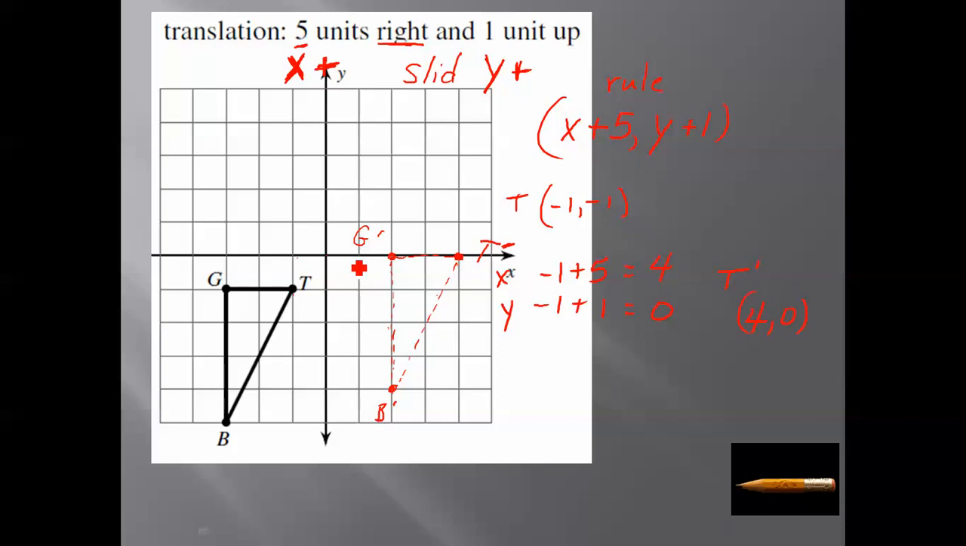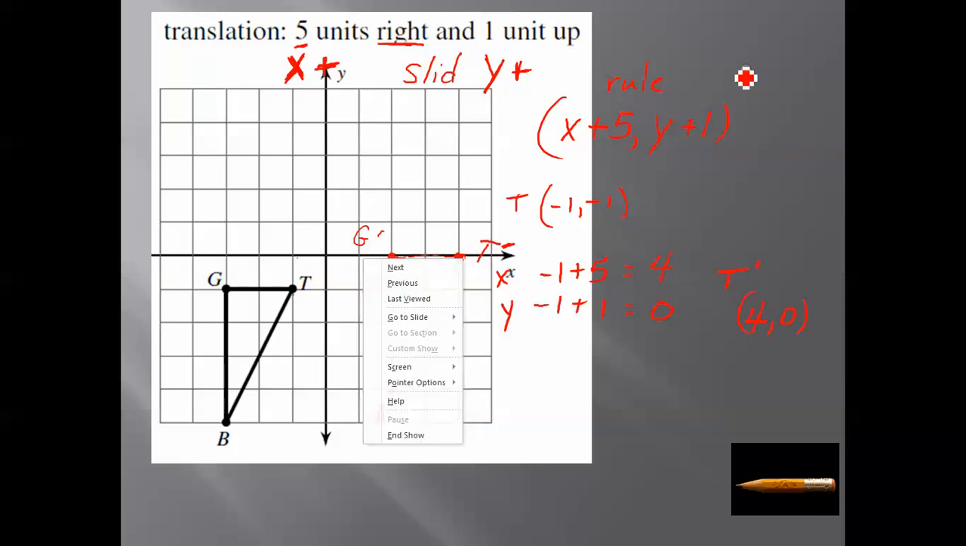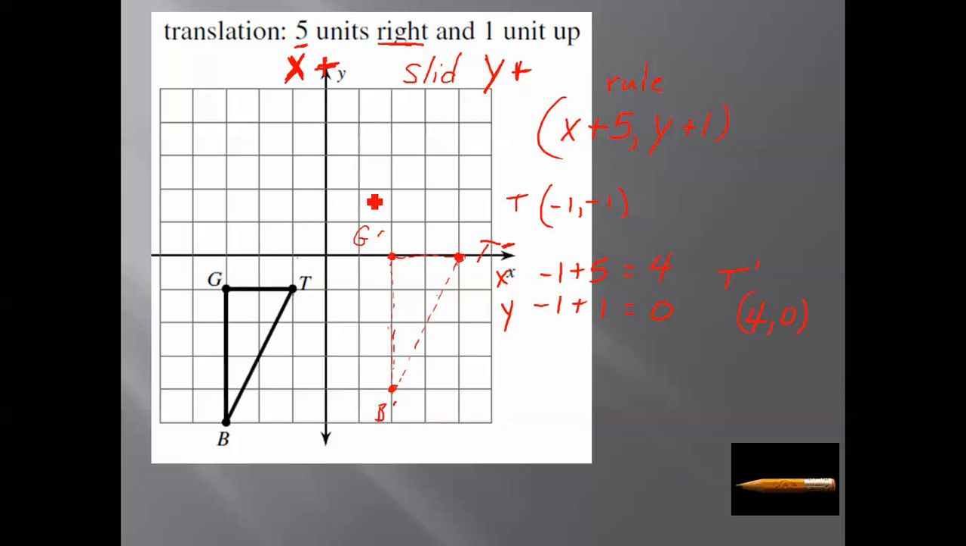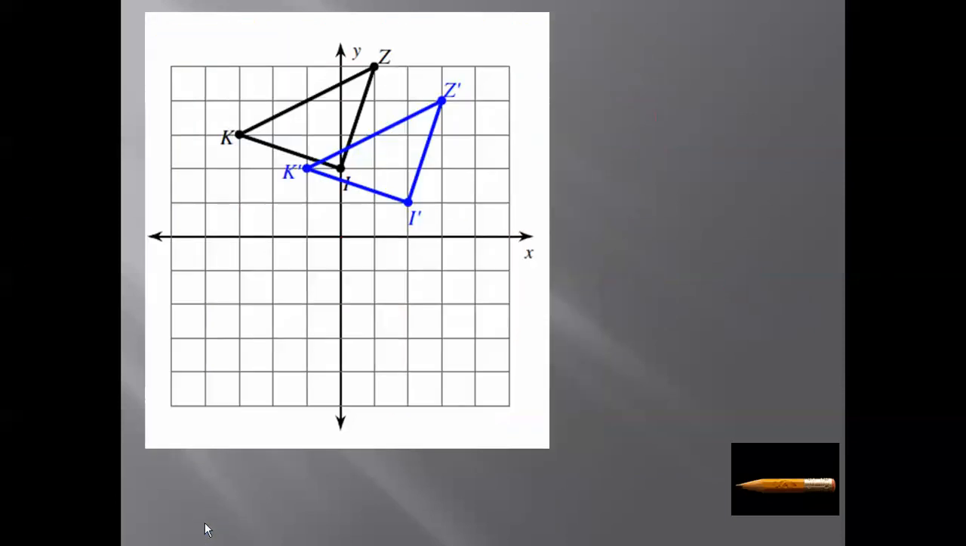Let's see if it did. 1, 2, 3, 4, 0. Ended up right where we wanted it to. And we could do the same thing for the others.